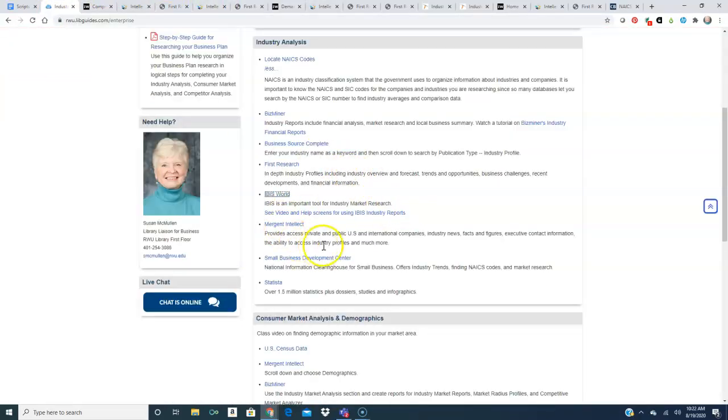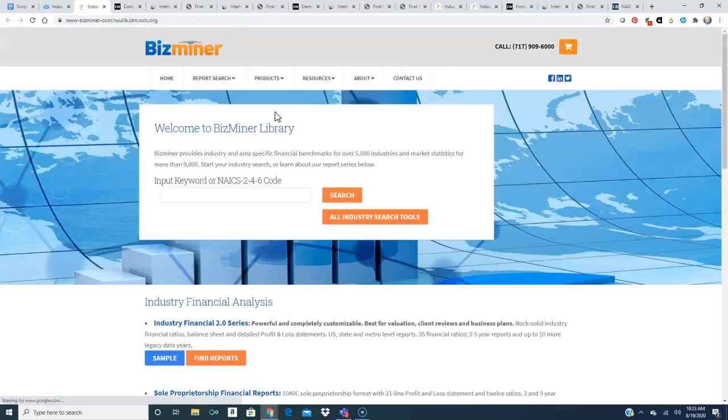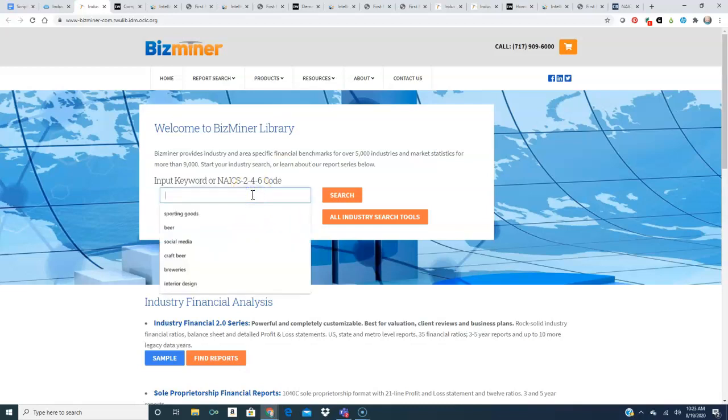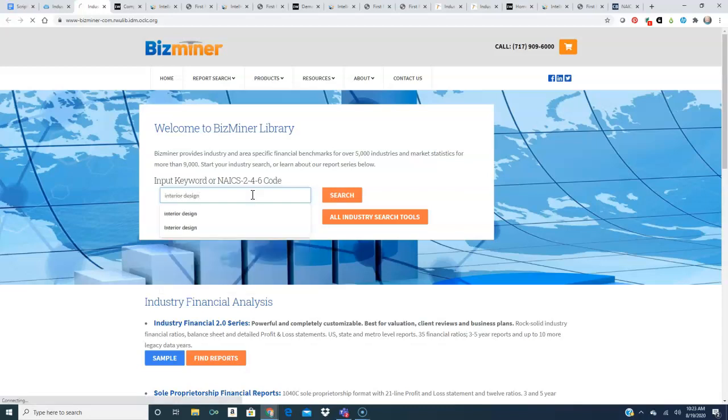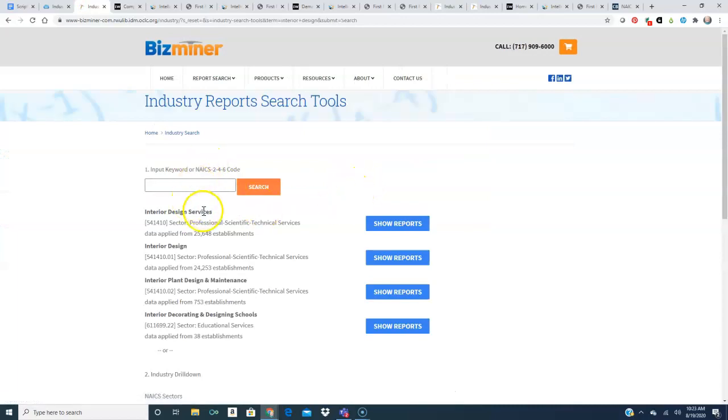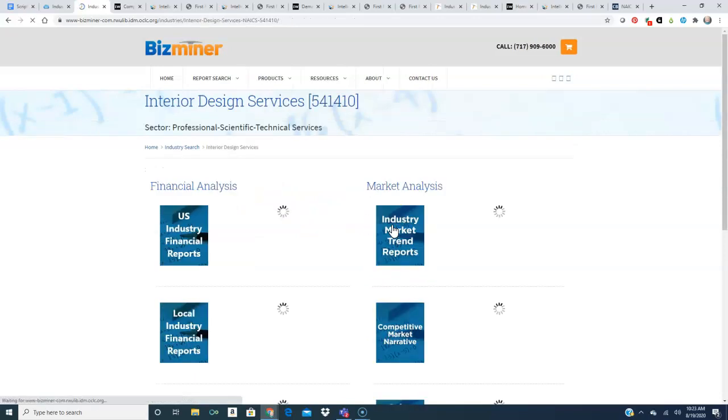The last database I want to show you for finding industry information is BUSN100. BUSN100 is a little bit different than IBIS and First Research because it's not as narrative, it's more talking about the financials. Again, we'll use BUSN100 to do some other market analysis and competitor analysis as well. But if I search interior design, I get several different reports available, and I'm interested in this particular one, interior design services, so I can show that report.